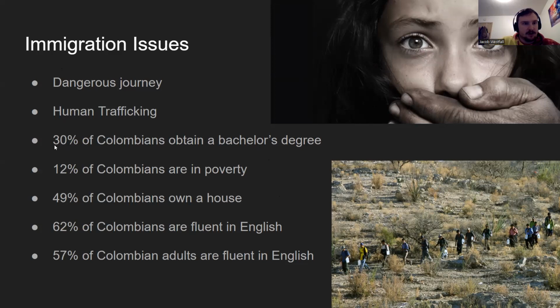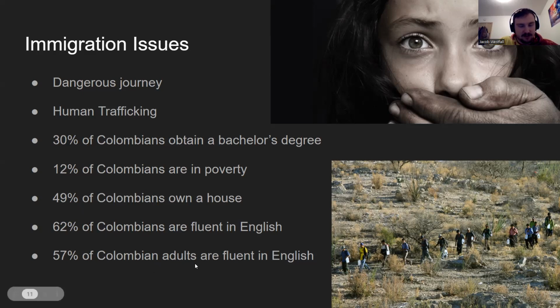As for Colombians in the United States, and these are all foreign born, so immigrants specifically, most of these numbers are higher when you get to second generation, third generation Colombians in the United States. So 30% of Colombians obtain a bachelor's degree, 12% of Colombians live in poverty in the United States. 49% of Colombians own a house. 62% of Colombians are fluent in English, with 57% of them being adults.